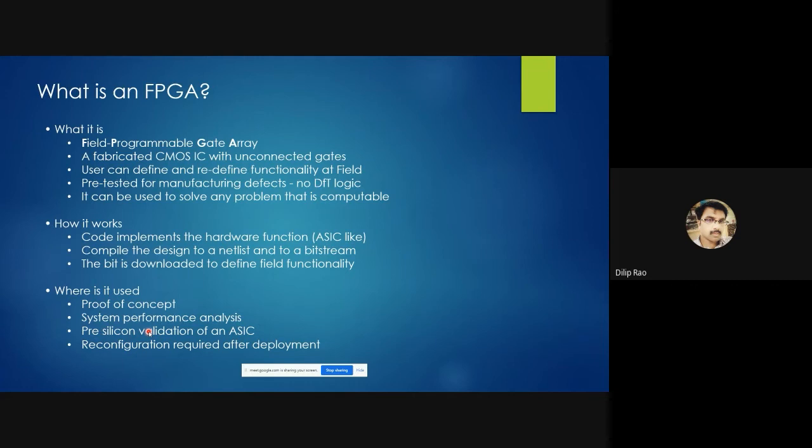ASIC, application specific integrated circuit. The current day trends, if you see, are highly complicated designs. They come with a lot of memory modules and operate at very high clock frequencies. They come with a lot of DFT logic built in, and there are a lot of scenarios where things can go wrong. So we need to have a solid proof of concept of an ASIC before you go and fabricate it. That can be done using an FPGA.